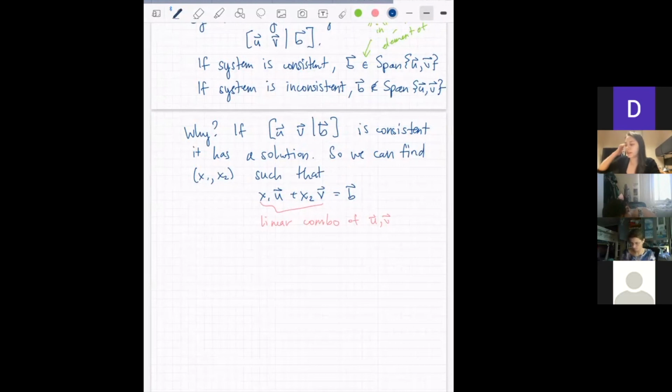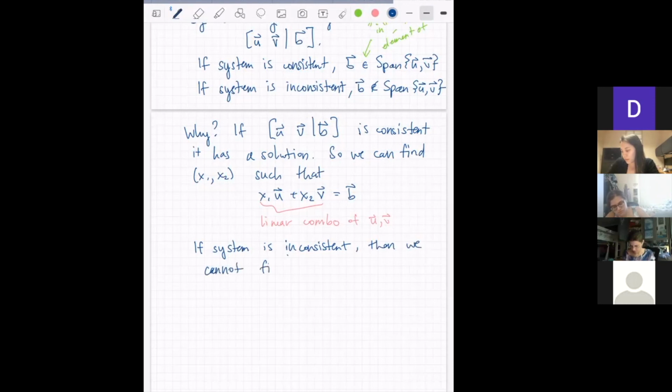Oh, and then if we want to think about it the other way, if the system is inconsistent, then we cannot find x1 and x2 such that x1 times u plus x2 times v equals b. So that means that b is not in the span.